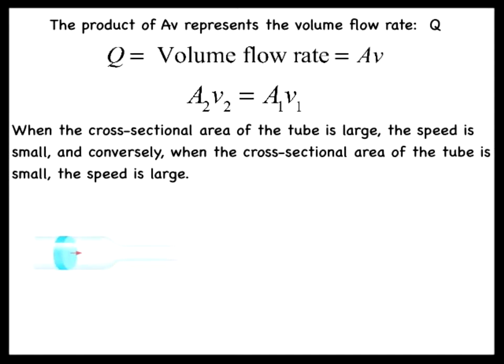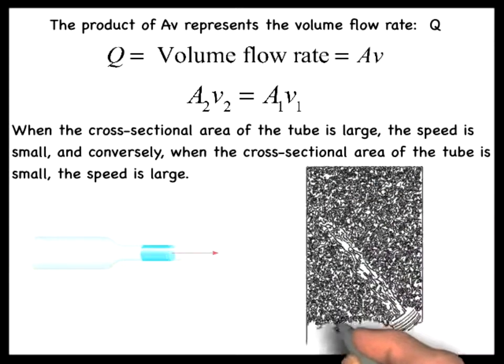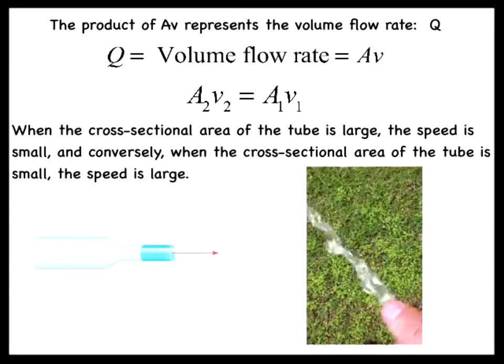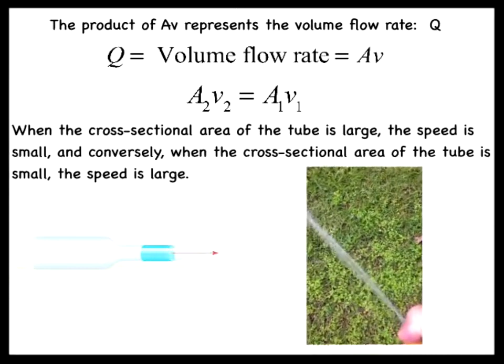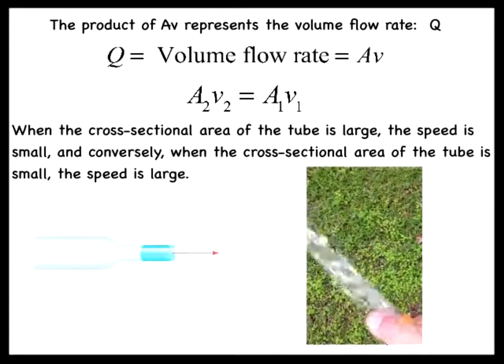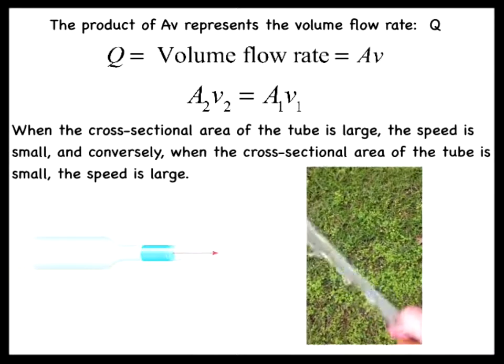Therefore, the speed of the fluid in the pipe changes as the cross-sectional area changes. You have all probably observed this effect with a water hose, where partially closing the open end of the hose with your thumb reduces the cross-sectional area of the hose and increases the velocity of the fluid.